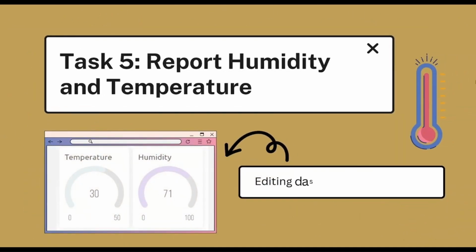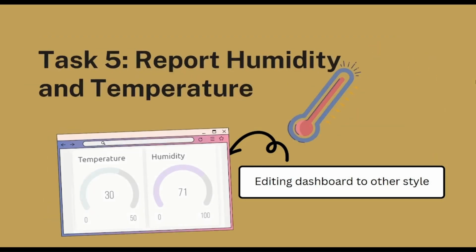Moving on to task 5, we will be discussing how to report humidity and temperature readings in the Blink app. To do this, we will edit our Blink app to include a gauge widget, which will display the current humidity and temperature readings. We will go to the Blink app and select the Widgets tab. From there, we will select the gauge widget and drag it onto the screen. We can then customize the widget by changing its size, color, and range.